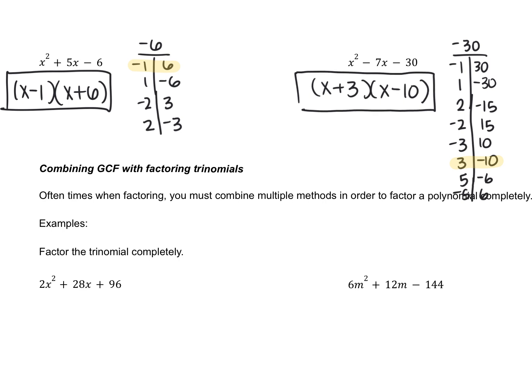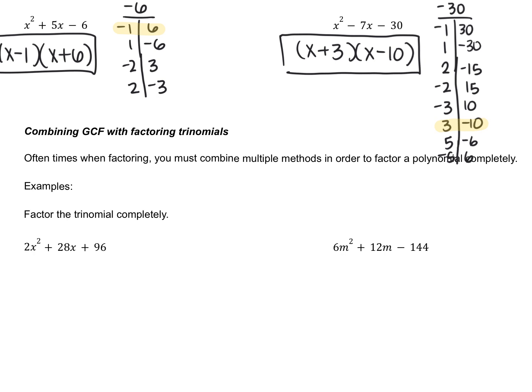You are not required to list out all of the possible factors when you are factoring. I do this as a visual way to help you. If you're not sure of the answers, you can always do this in your head. Like if you know right away that the numbers that multiply to negative 30 but add to negative 7 are 3 and negative 10, you don't have to show me that work of identifying all of the factors. You can just go ahead and do it.